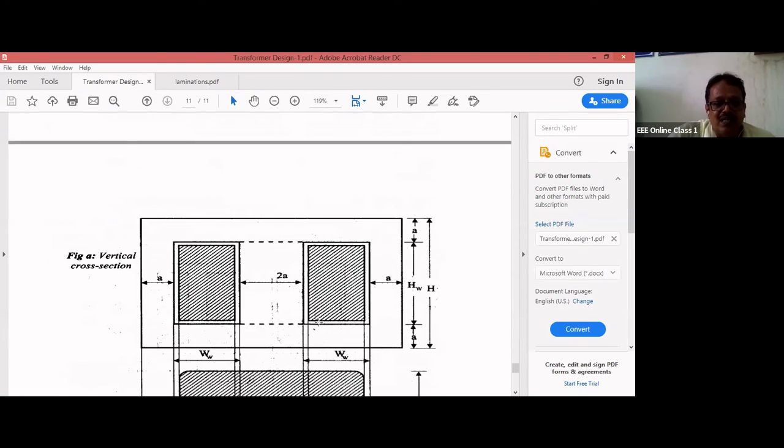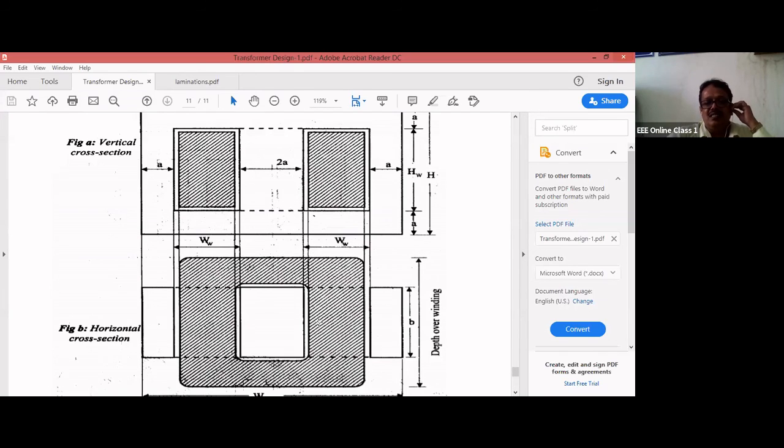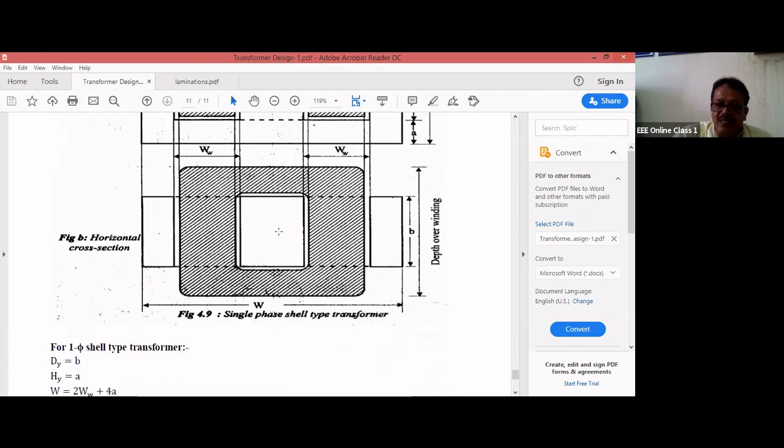Next, finally, we'll go for a single phase shell type transformer. If you have seen a shell type transformer, the winding will be done at the central limb, and the width of the central limb will be twice the width of the side limbs. This is the width of the side limbs, and the central limb width will be 2A. It will be twice the side limbs, and the depth will be represented by D.